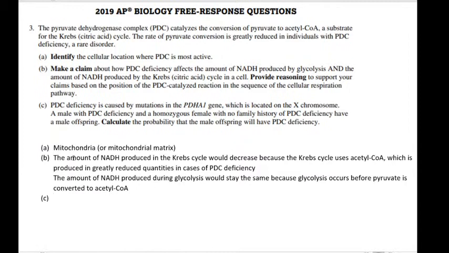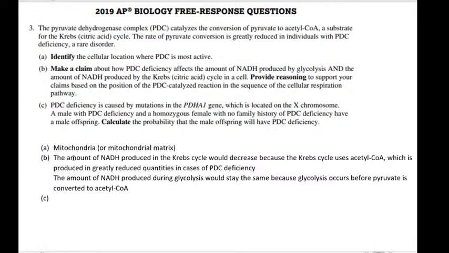Part C says PDC deficiency is caused by mutations in the PDHA1 gene, which is located on the X chromosome. A male with PDC deficiency and a homozygous female with no family history of PDC deficiency have a male offspring. We need to calculate the probability that the male offspring will have PDC deficiency. So this is looking at an X-linked recessive trait.